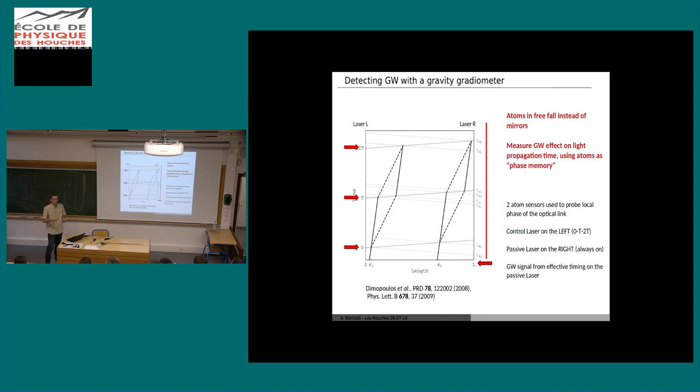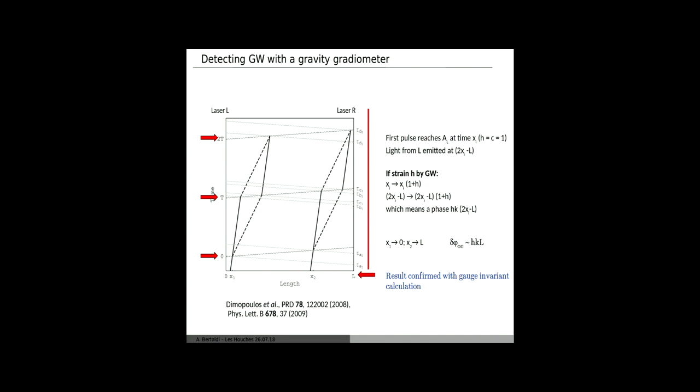So in order to improve the sensitivity of the device, we have to increase the number of atoms, for example, on one side and the other, or to apply techniques in order to boost the sensitivity. What we were saying yesterday, going from 1 milliradian down to 10⁻⁴, 10⁻⁵, or more. Here I explain the configuration. The control is the one that sets the pulses, and the other one is always on. The gravitational wave signal comes from the effective timing of the passive laser, and here I have some easy calculation.